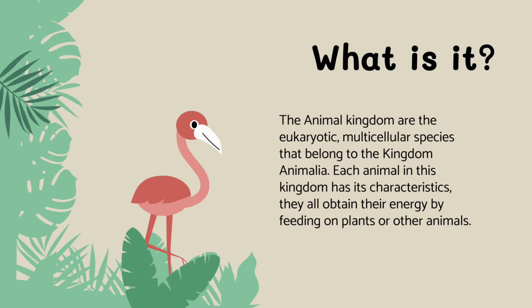Hi to everyone, my name is Alicia Sanchez and I will be presenting What Is It? So, what is the animal kingdom? The animal kingdom is made up of the eukaryotic multicellular species that belong to the kingdom Animalia. It's a diverse group of organisms that share certain characteristics, but they all obtain their energy by feeding on plants or other animals. Some members of the kingdom seem like they would fit in elsewhere, like sponges or coral. The Animalia Kingdom is the largest of all kingdoms with more than 1 million species.